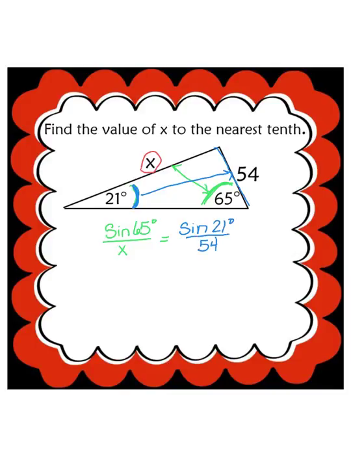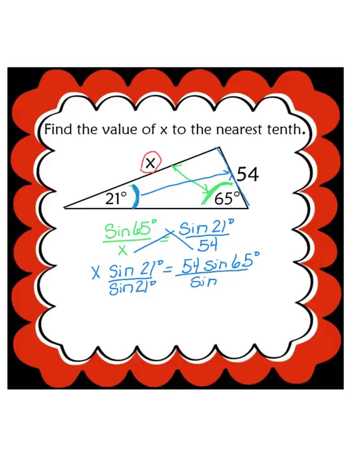Now remember, I'm solving for X, so I'm going to go ahead and do the cross product where X is first. That way X ends up on the left-hand side. So I have X times the sine of a 21-degree angle equals 54 times the sine of a 65-degree angle. Now remember, I'm solving for X, so anything that is extra with it, which is the sine of 21 degrees, I'm going to go ahead and divide both sides by that. When I do that, my sine of 21 degrees will cancel out on the left.